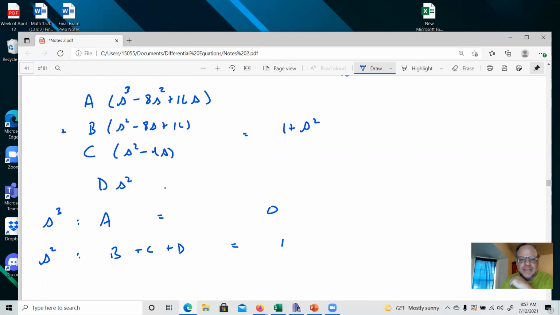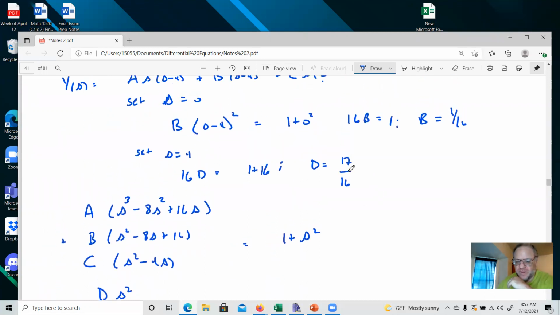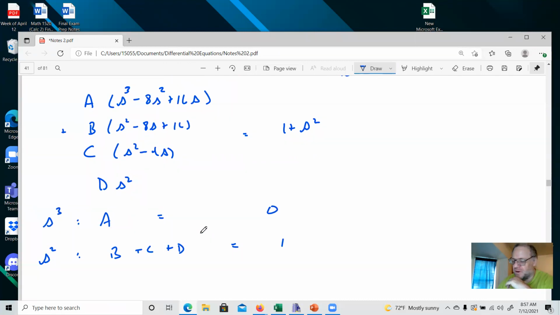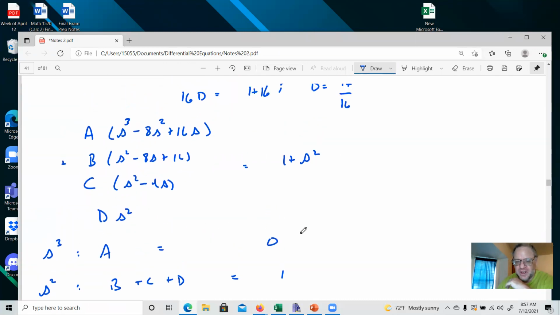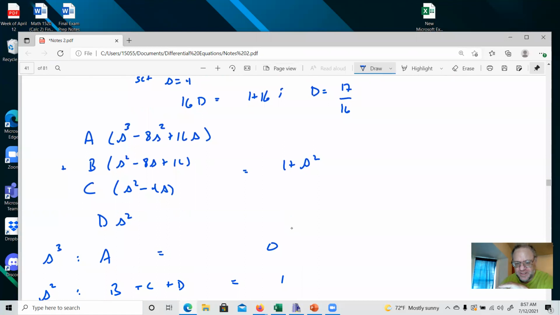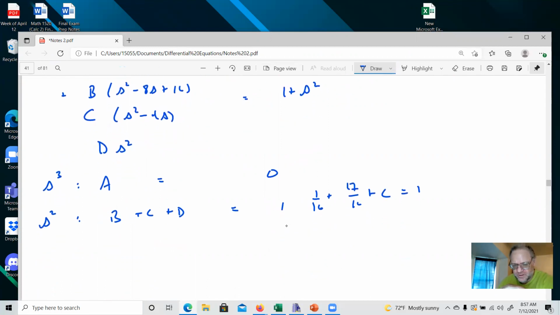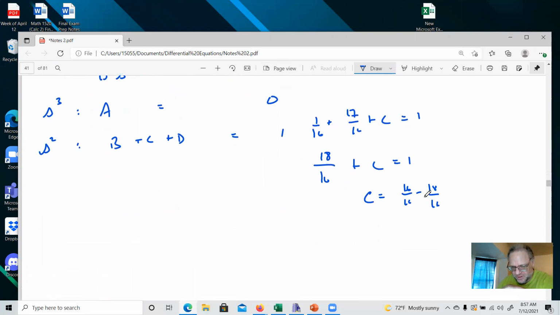Right? And since we know D and we know B, we're going to be able to get C from this. Okay, so what was B? B was 1/16. D was 17/16, and C we don't know yet, and this was equal to 1. So this is 18/16 plus C is equal to 1. C is equal to 16/16 minus 18/16, which is -2/16.